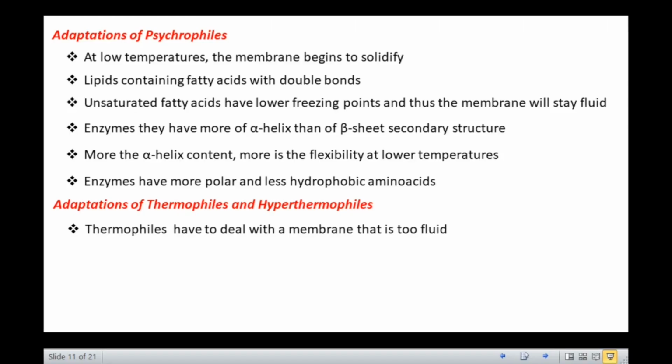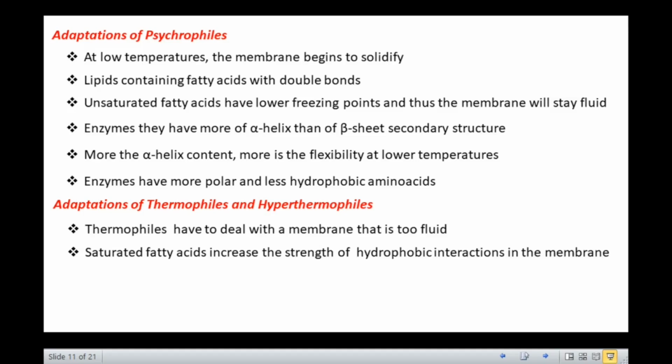Under these conditions, more long-chain fatty acids lacking double bonds are used in the synthesis of membrane lipids. Thus, saturated fatty acids increase the strength of the hydrophobic interactions in the membrane and help hold it together. Thermal denaturation of protein is also a problem, and protein modifications are evident in microbes that live at high temperatures. Their proteins form more compact structures.